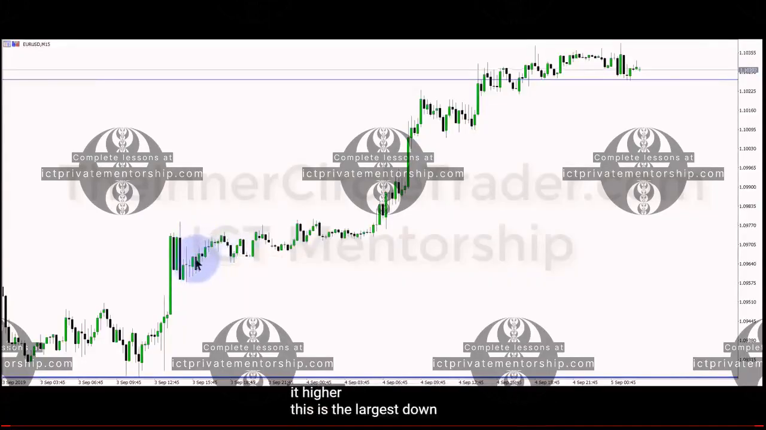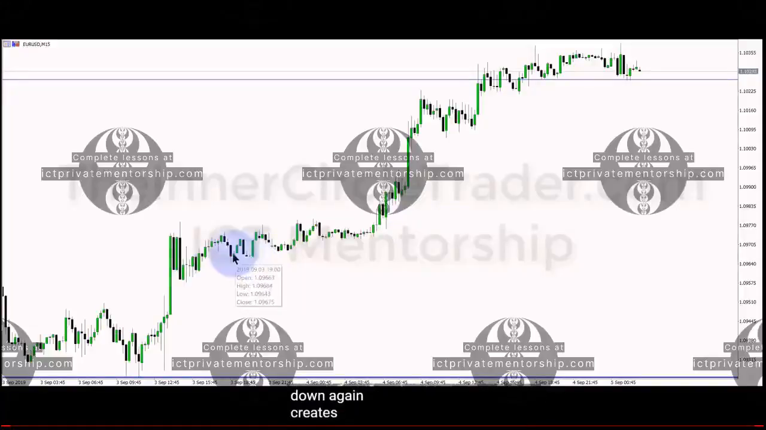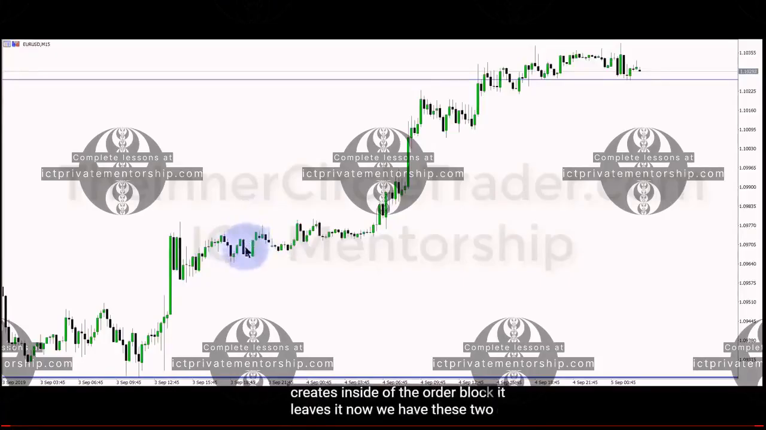This is the largest down close candle from this move here. The market trades back down into it. Does it go higher? Yes. Market comes back down again, trades inside the order block, and leaves it. Now we have these two down close candles. Take that range out in time. Does it rally from there? Yes, it rallies. We have the last down close candle here.